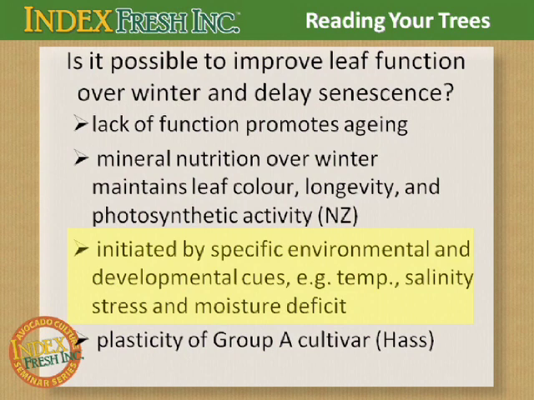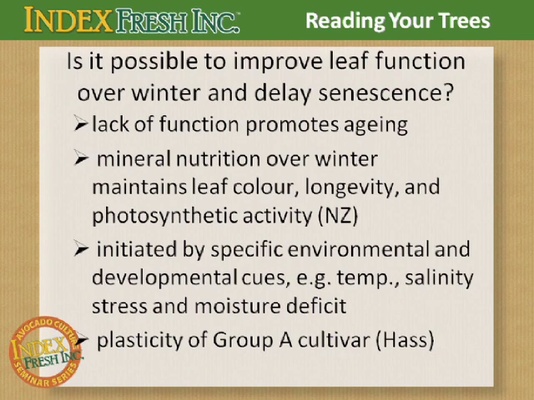And often senescence is initiated by specific environmental and developmental cues. True, high temperature stress is one form where we get aging of leaves prematurely. Salinity is another. Moisture deficit is a third. And we're going to raise these issues with you as the presentation goes on.